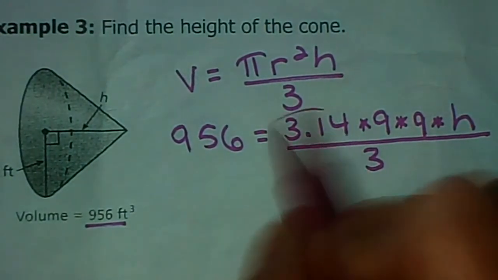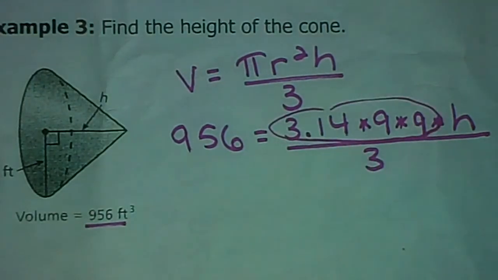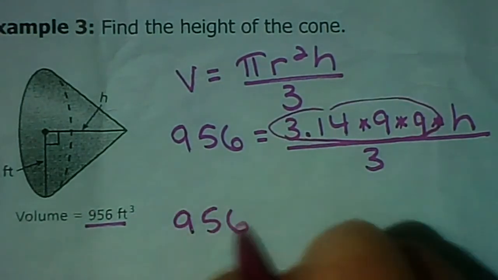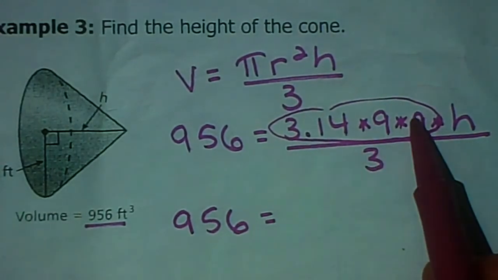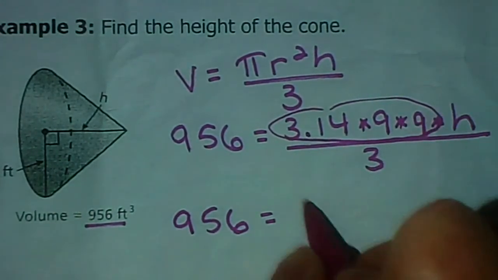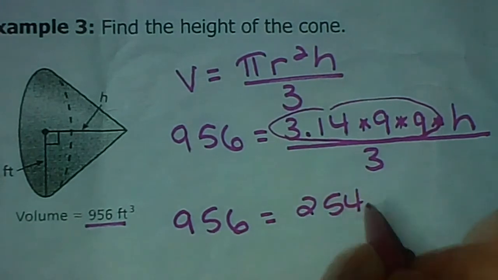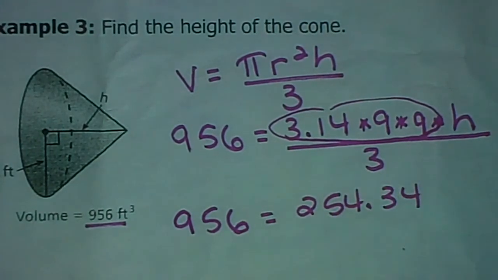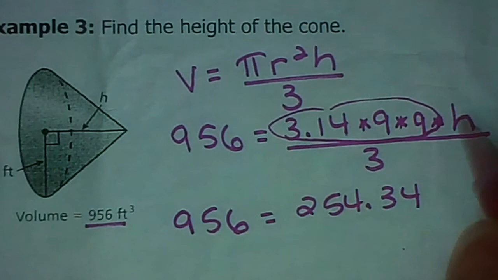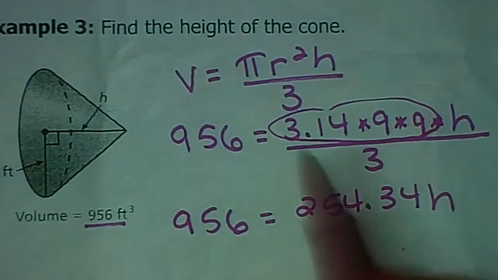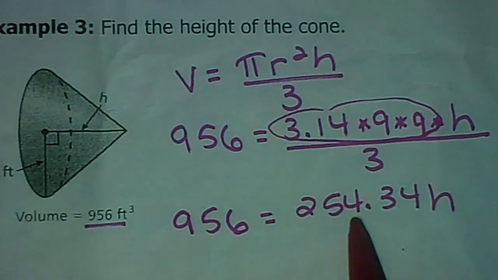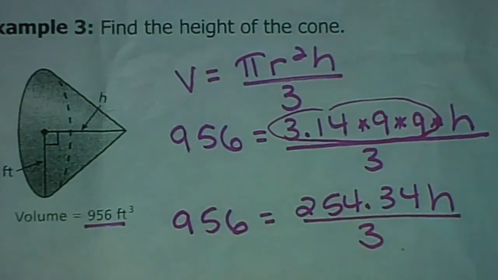Well, your first step is just to multiply. That's not so bad. So 956 equals, take 3.14 times 9 times 9. When you do that, you should get 254.34. We didn't get rid of this h at all, so it's still there. It doesn't just disappear. So this top, the numerator, now becomes 254.34 times h, all divided by 3.